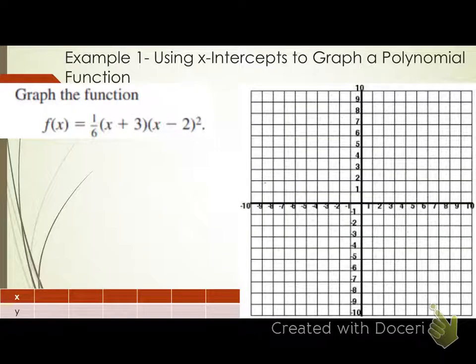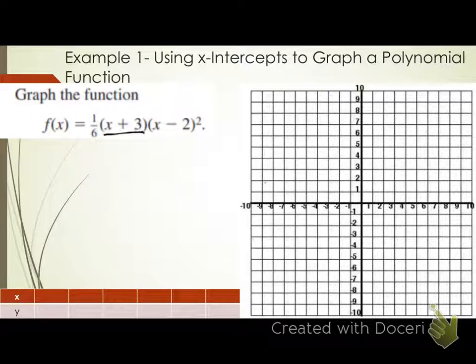So let's look at an example real quick. Using x-intercepts to graph a polynomial function. It says graph the function f of x equals 1/6 times (x plus 3) times (x minus 2) squared. So the first thing I want to do is identify my x-intercepts, my zeros.